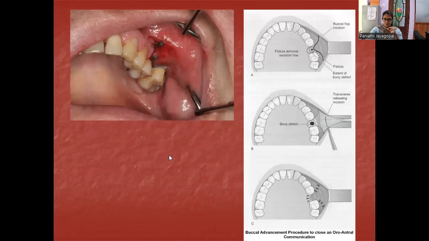These are just a few clinical photographs of how it has been done by advancing the buccal flap. Two diverging incisions, the periosteum is scored so as to lengthen the flap and close the defect.